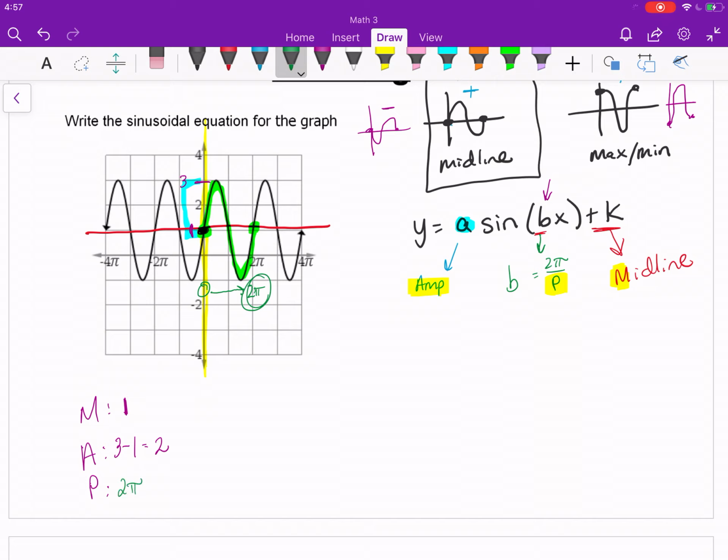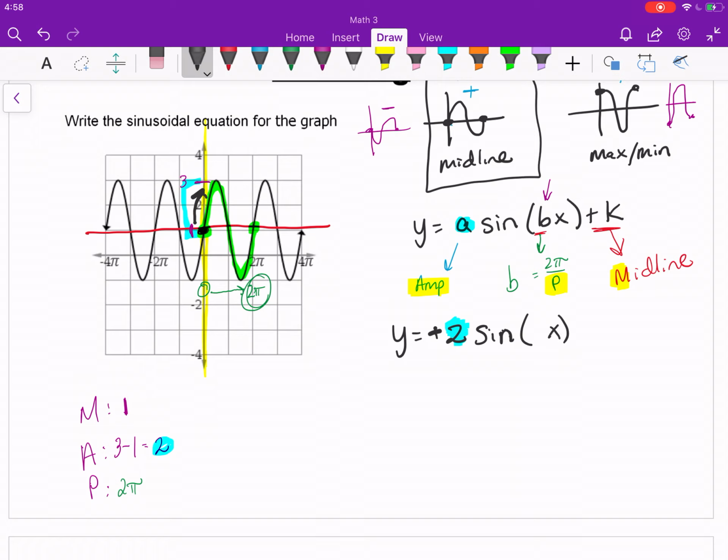So now we have all the information we need to go ahead and fill everything in. Our amplitude, which we did in blue, is the 2. So I'm going to go ahead and put y is equal to 2. Now we do need to make sure, is it a positive or negative? Well, since the graph is going up to the maximum first, it's positive 2. Then we've got our sine.